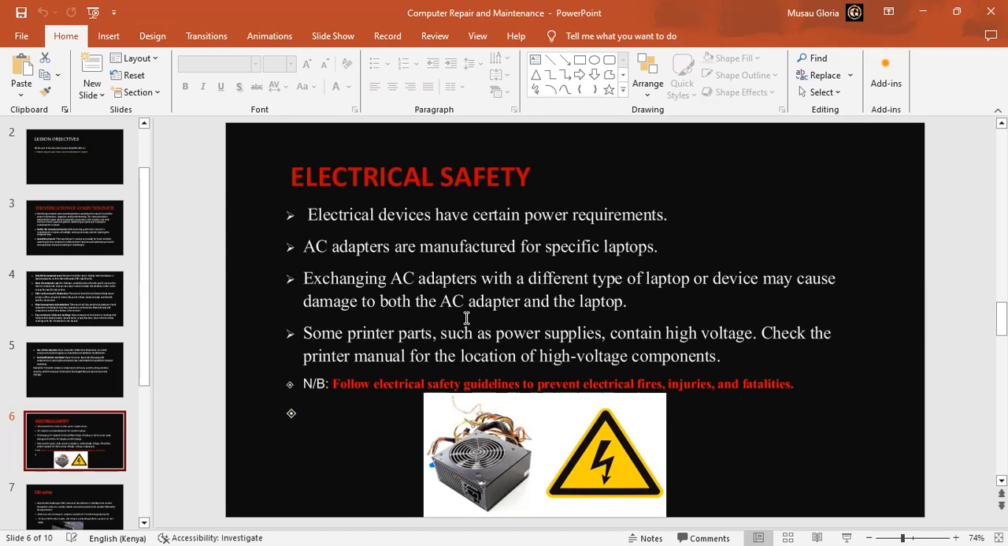AC in full? What is AC in full? Anyone who knows the meaning of AC in full? Samuel? Alternating cable.